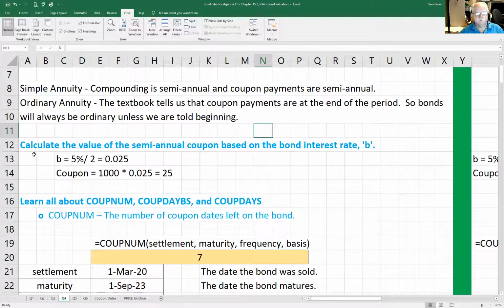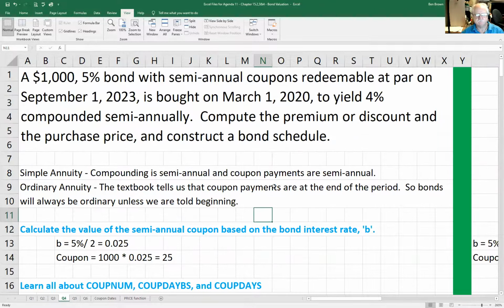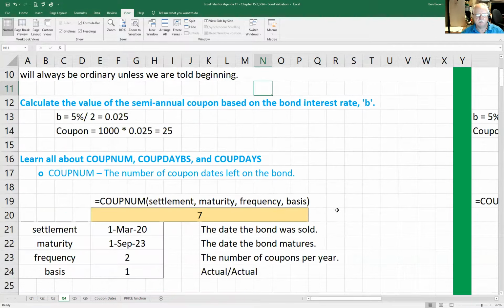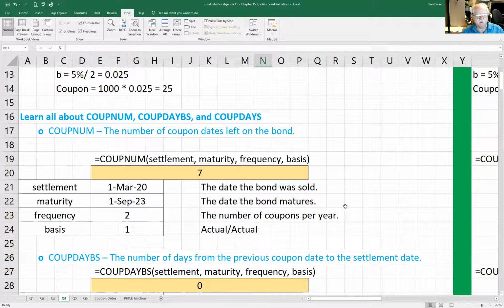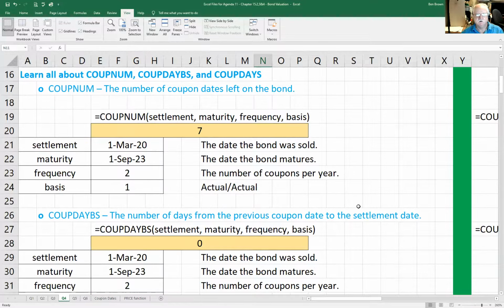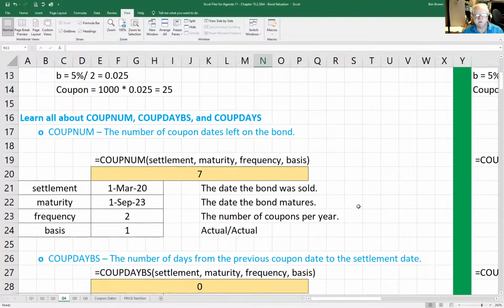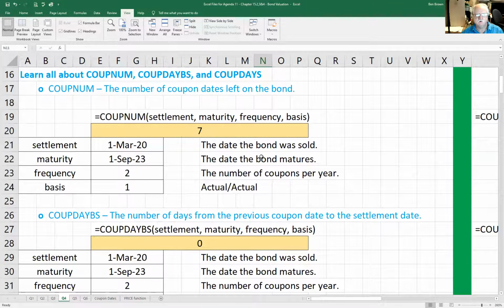So we can calculate the value of the coupon using the bond interest rate. It's a $25 coupon. And we need to use Coop Num, Coop Days, and Coop BS. So once we plug these dates in, we find that there's 7 coupons left.